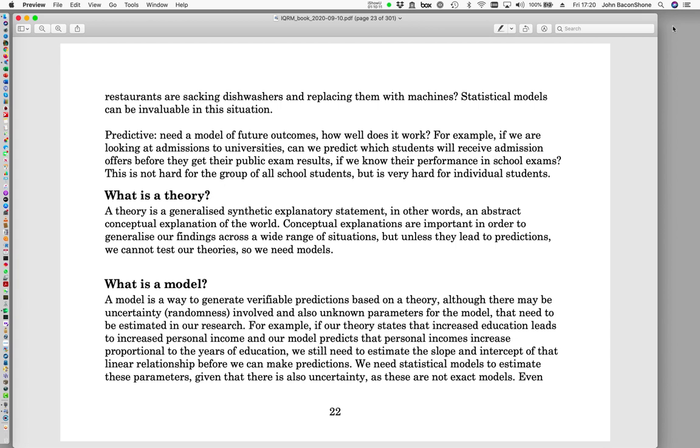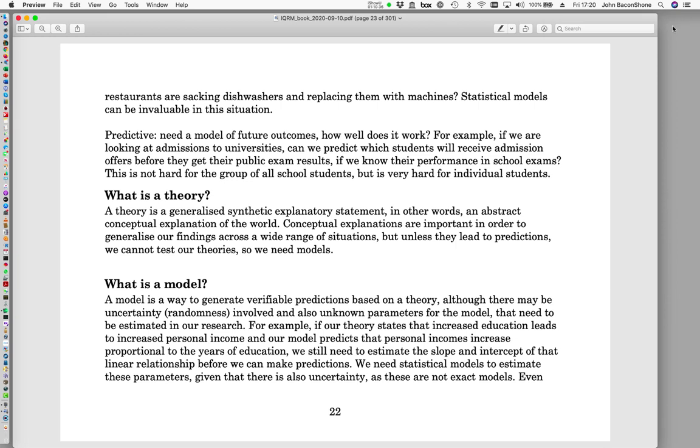But we need to connect those conceptual explanations to the real world through predictions. So how do we get a prediction so that we can test our theories? For that, we need a model. So a model is the way to generate verifiable predictions, so that word verifiable again, based on a theory.